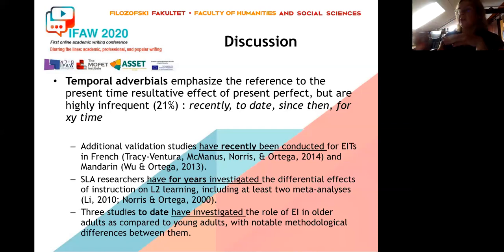So some of the most important features that we've discovered is that with the present perfective, we don't have too many temporal adverbials which would emphasize the reference to the present time resultative effect. They are highly infrequent. So we have the established construction which does not have to include the time adverbial in order to emphasize the present time reference, right? So, of the present perfective.